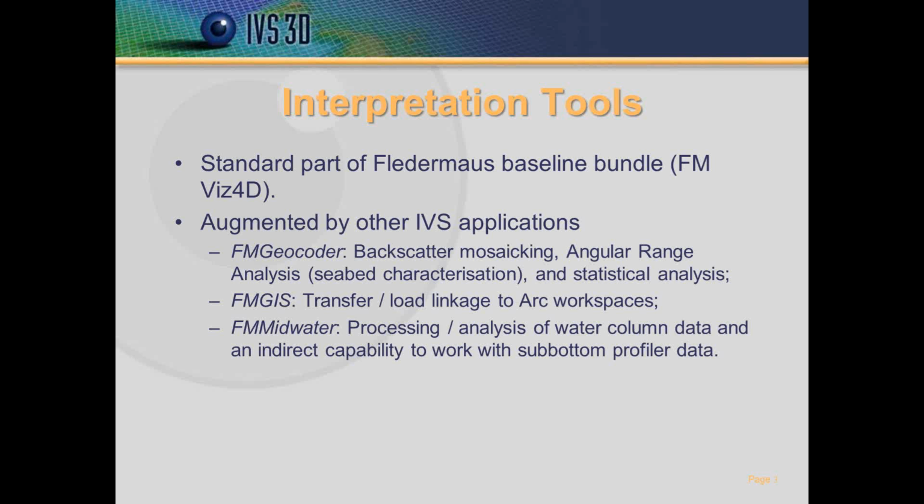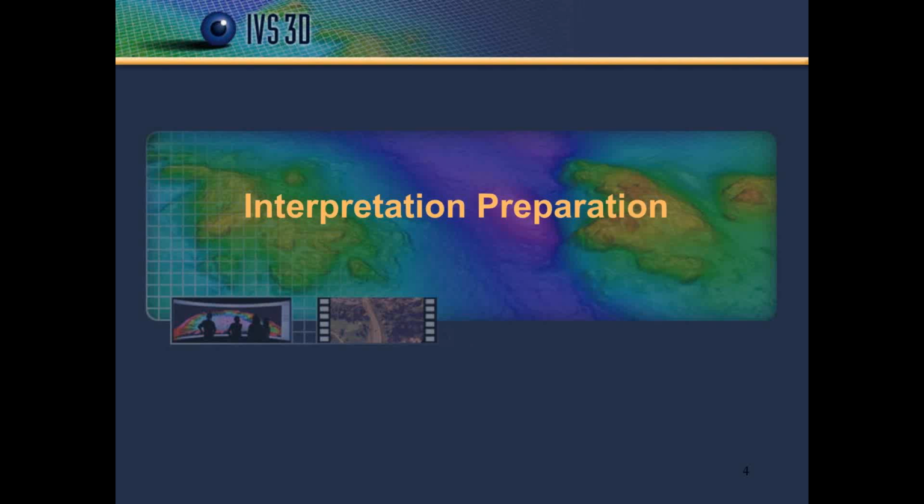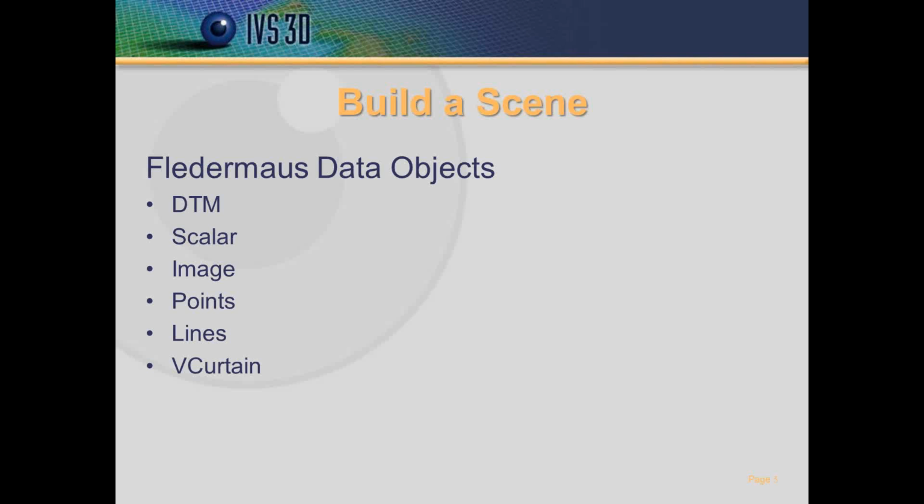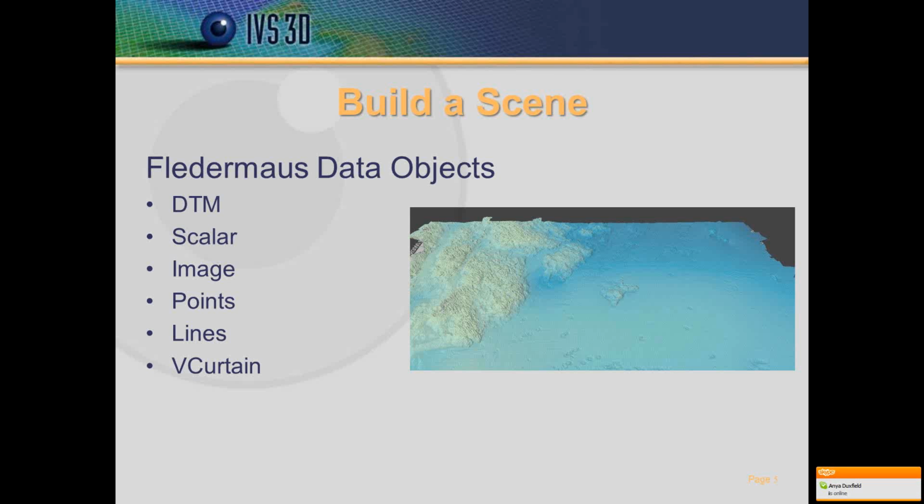Okay, so let's take a look at interpretation preparation. And again, this is just the building of a scene so that you get an overall picture of what's going on across the survey area. So if you're working with gridded or ungridded bathymetry or topography data, you'll be creating a DTM data object. If you're working with gridding up any other type of data that isn't bathymetry or topography, you're going to be creating a scalar data object.